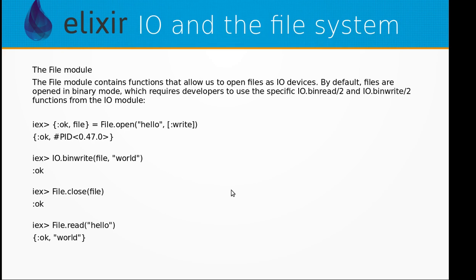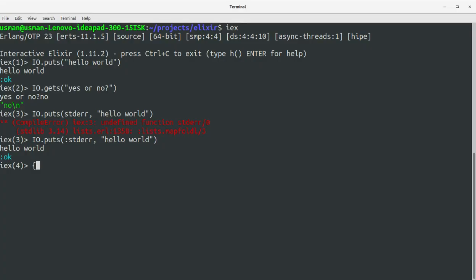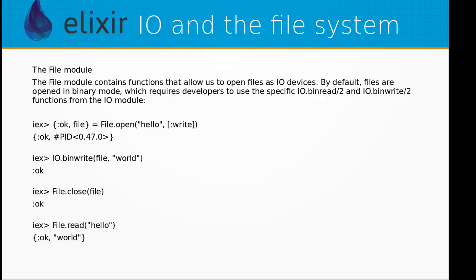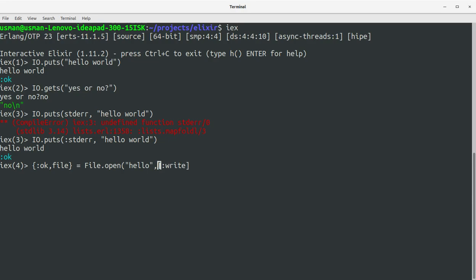The File module. The File module contains functions that allow us to open files as I/O devices. By default, files are opened in binary mode, which requires developers to use the specific IO.binread and IO.binwrite functions from the IO module. So for example, if we want to open a file, we need to use equal File.open, "hello" and write.